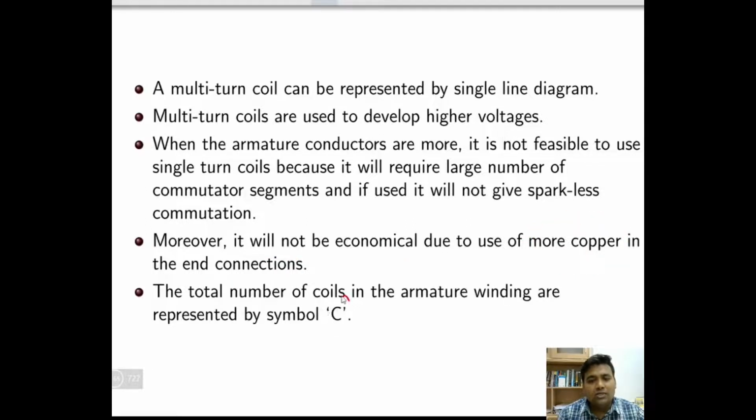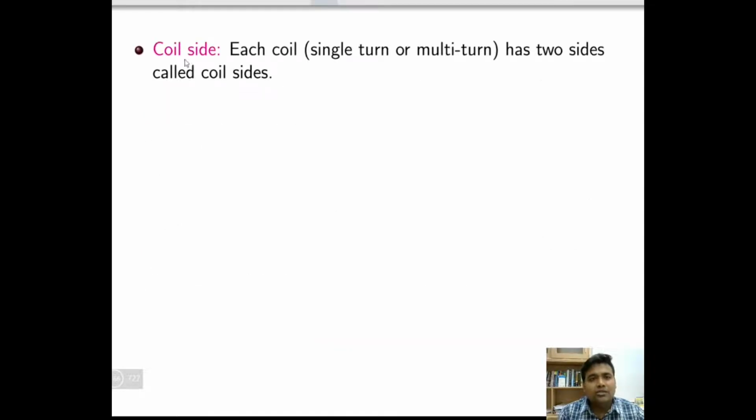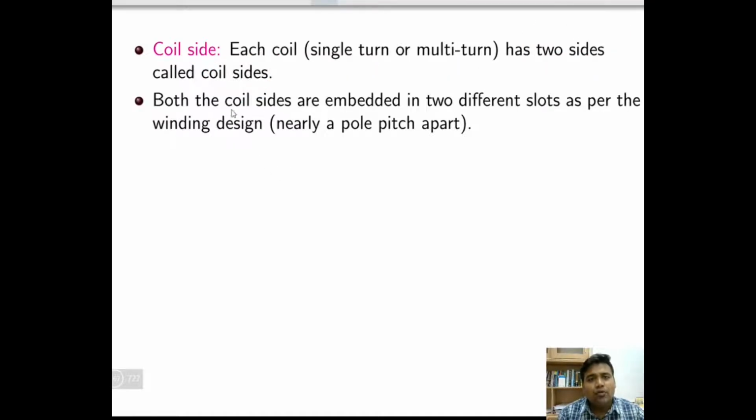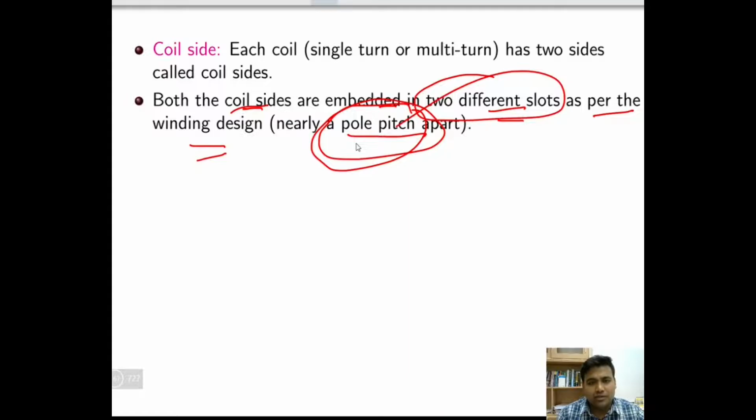Now the term C will be used to represent the coils in the armature winding. What is a coil side? Each coil, whether it is a single turn or a multi-turn, has two sides called coil sides. So there will be two sides in a particular coil, and both the coil sides are embedded in two different slots as per the winding design, nearly a pole pitch apart. That is what we call the pole pitch. So there will be two coil sides, and each coil side will be embedded in a different slot.